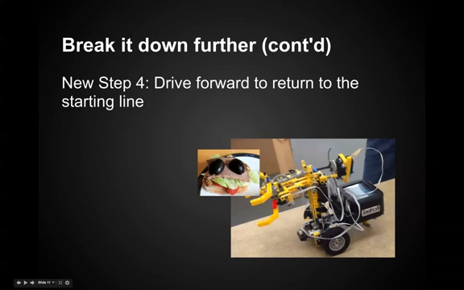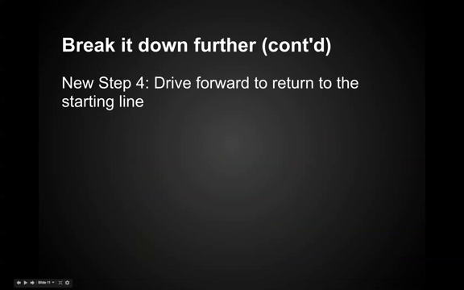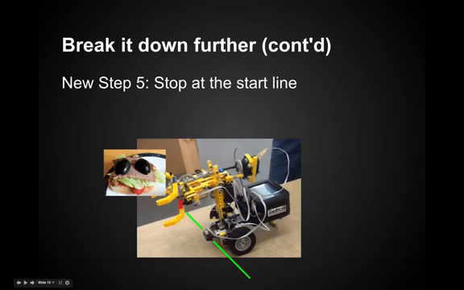And the old step 3, I've kind of broken down into 2 steps. Drive forward to return to the starting line is the first step. And then once we get to the start line, we want to make sure that we stop. So we have a location for our bot to be and the object to be.